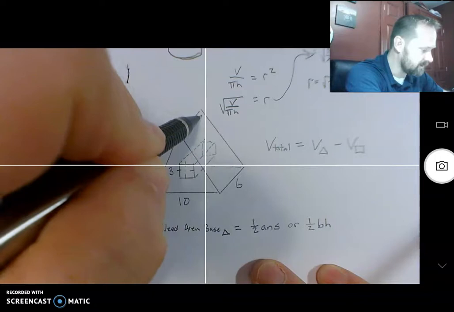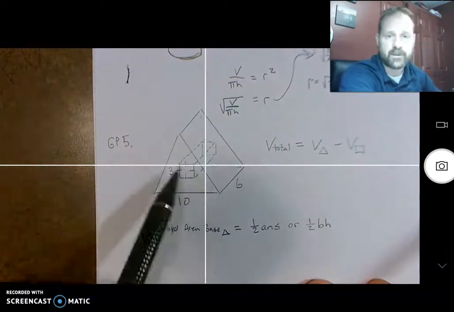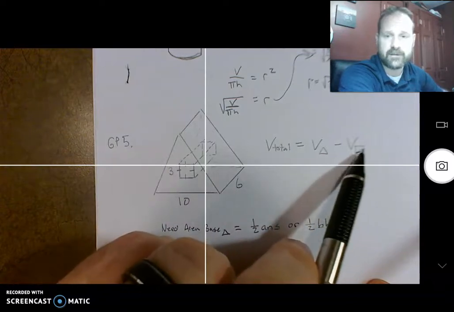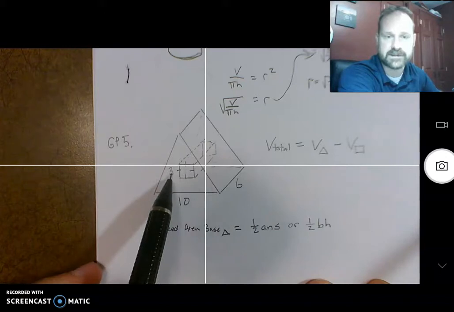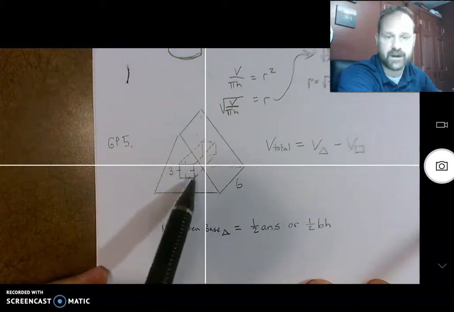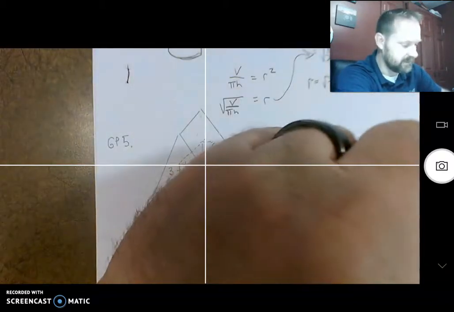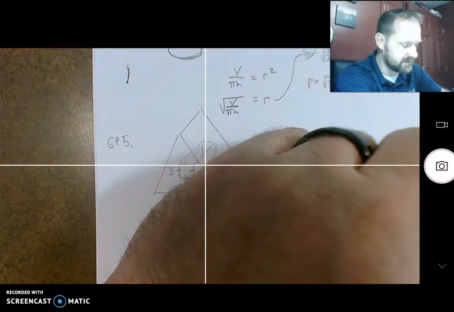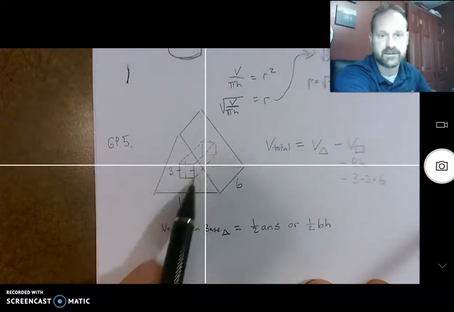Anyways, so we need the volume. Start with the easy one. We'll need the volume of this. The volume of this is easy. It's going to be area of the base times height. Well, that's a square, so that's going to be B times h of that. So that's going to be 3 times 3 times 6. So that one's easy: 3 times 3 for the base, times its height, which is 6.